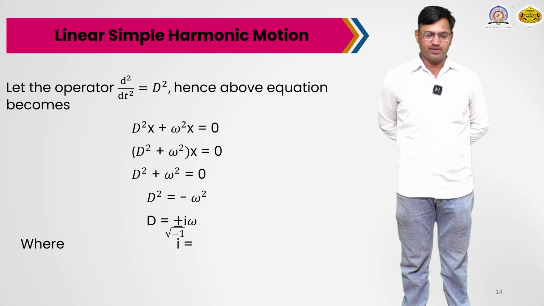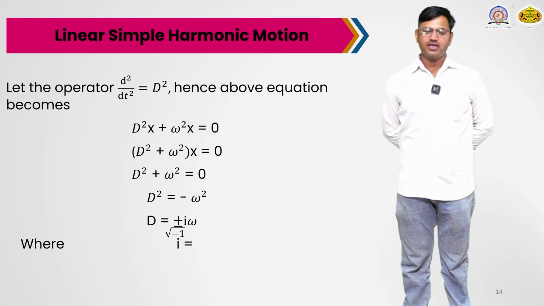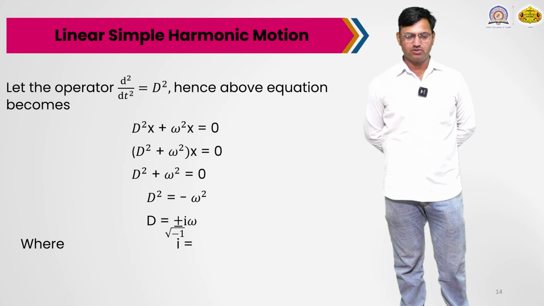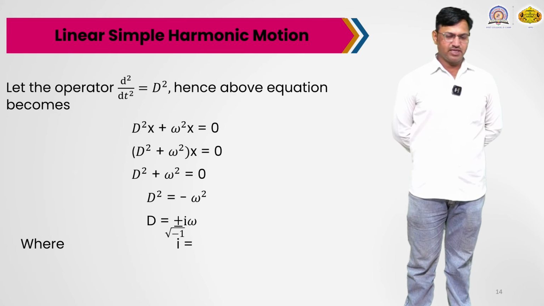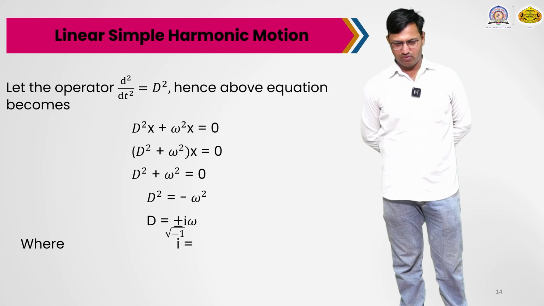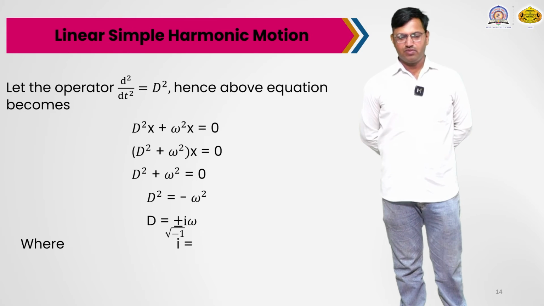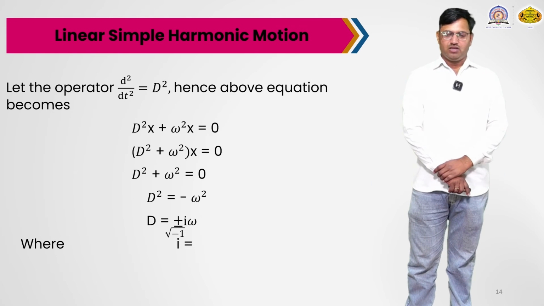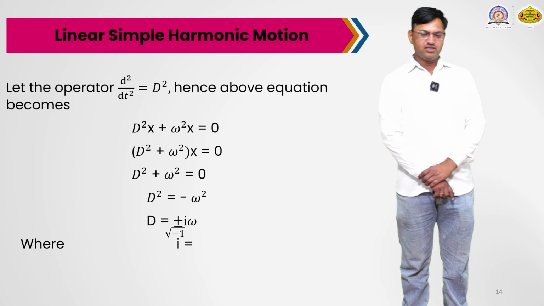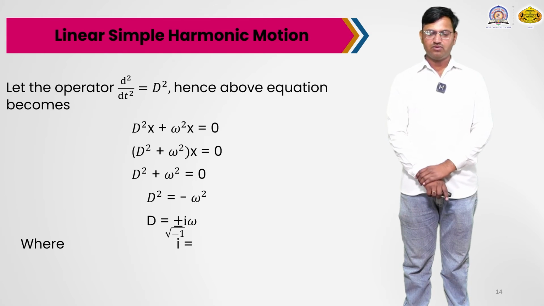Let the operator d square upon dt square be equal to D square. Hence, the above equation becomes D square x plus omega square x is equal to 0. In brackets, D square plus omega square, times the common x, is equal to 0. The x goes to the opposite side, therefore 0 upon x is equal to 0. Therefore, D square plus omega square is equal to 0. Next, omega square goes to the opposite side, so D square is equal to minus omega square. Taking the square root on both sides, D is equal to plus or minus i omega, where i is equal to the square root of minus 1.